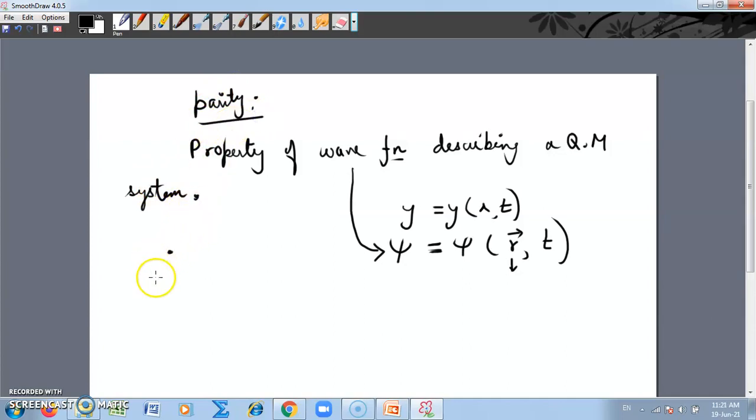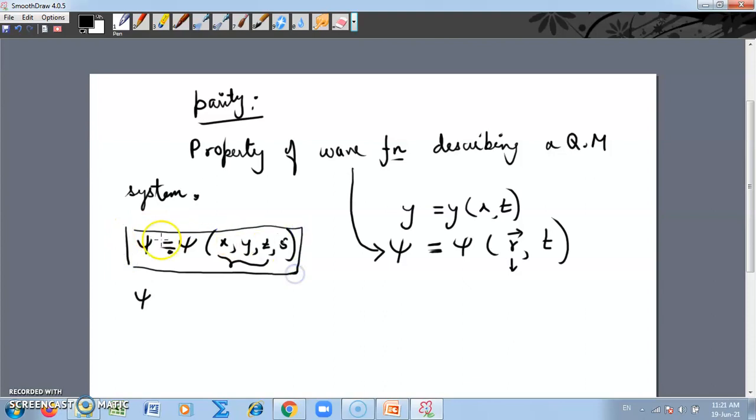Now if I have got something like this, for a nuclear system, this psi is also a function of spin in addition to the position coordinates, like this. These constitute the position coordinates, and s is the spin coordinate. So this is a wave function describing a quantum mechanical particle like the nucleon and proton.